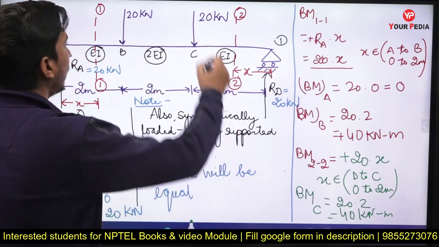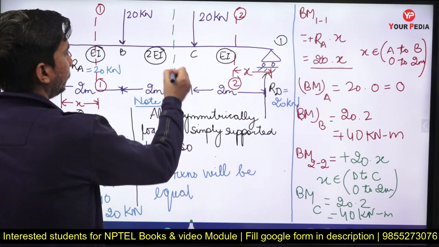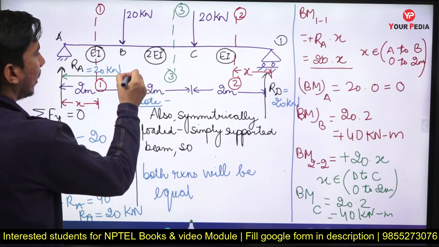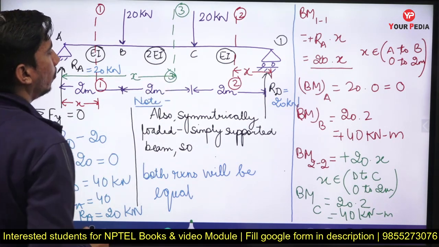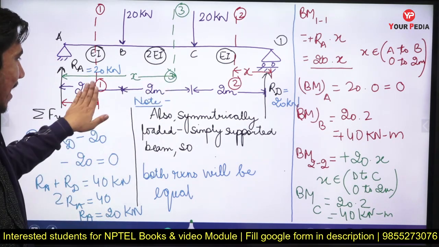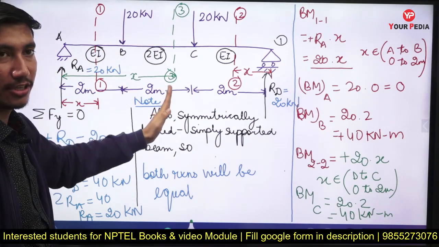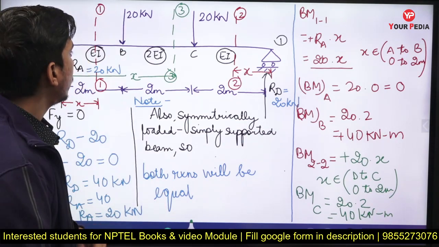Now I have to find it for the middle span, BC span. So for BC span, I'll again take a section, let's say section 3-3. This section is at a distance of x meters from point A. Now this x is not the earlier one, because I'm not talking about that section. I'm talking about this section, which is at x meter distance from point A.